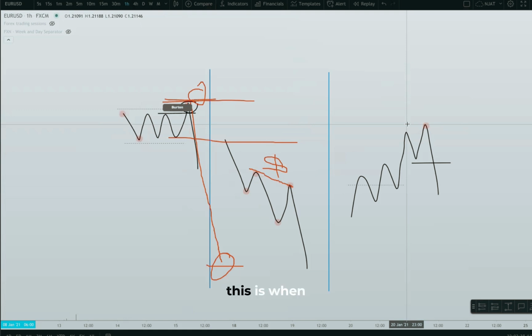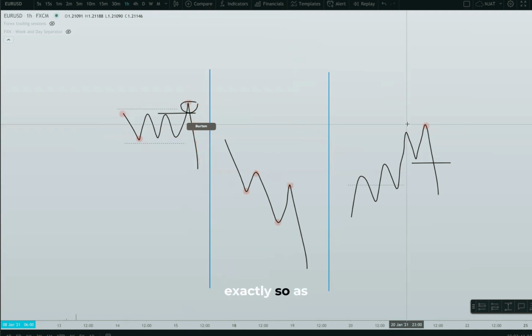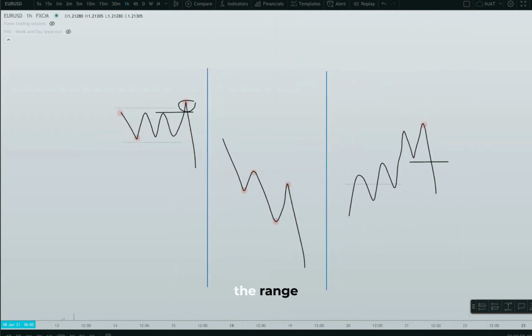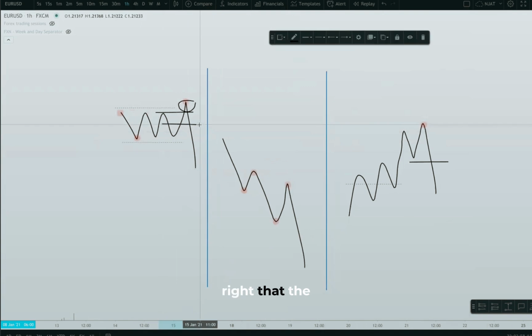And then this is when we move on to part 3, which is that continuation of price after that mitigation. Exactly. As Burton says, we're building cause, and now we see price start to head back up. Our understanding here is that price intends to mitigate out of the range where the aggression started. This is our footprint that we look for.